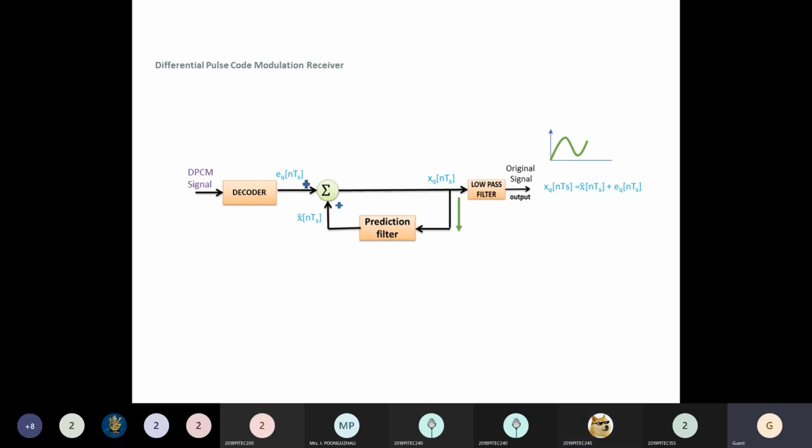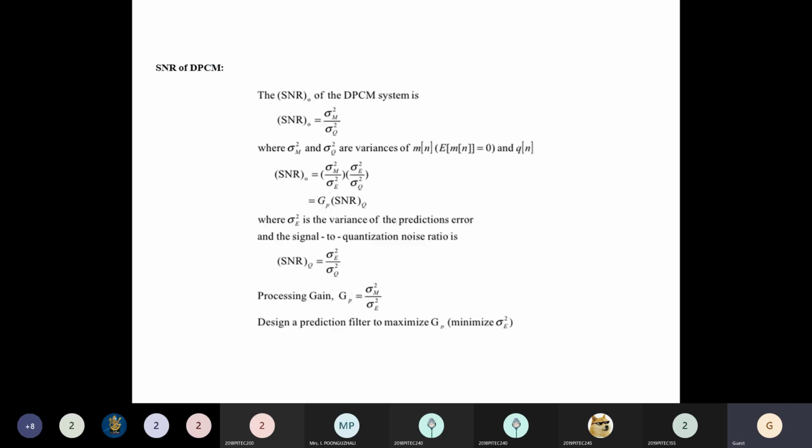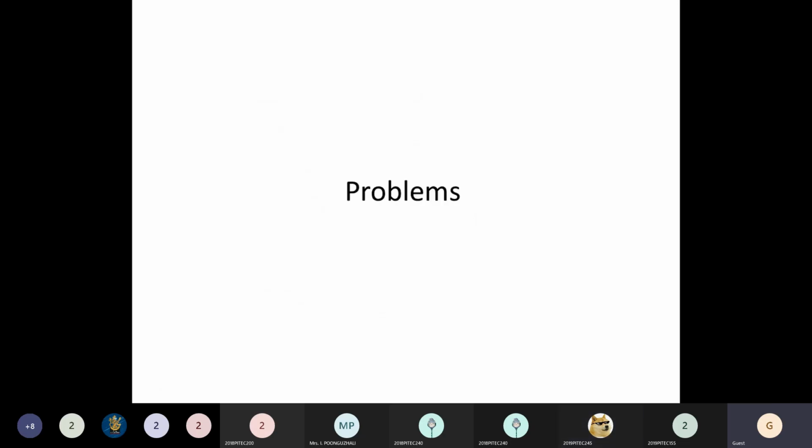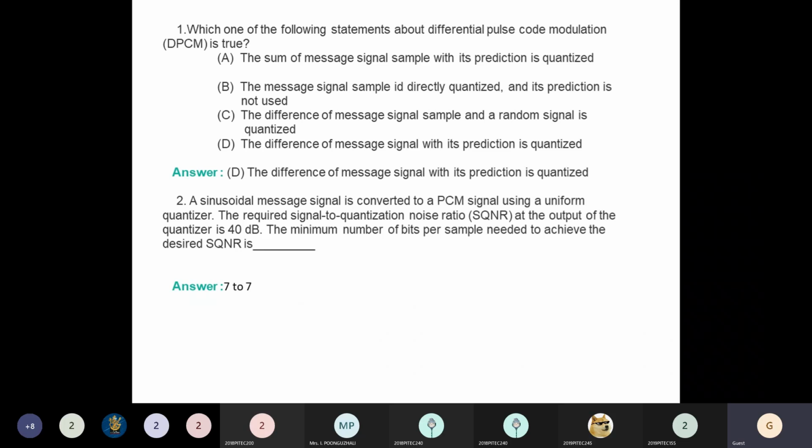Similarly, on the reduction side, we'll have a decoder. Then the output of the decoder will go as the input of the prediction filter to predict the next reduced value. Those are all the formulas for SNR of DPCM. Processing gain, that is Gp, is sigma m square divided by sigma e square. So we'll see the problems.